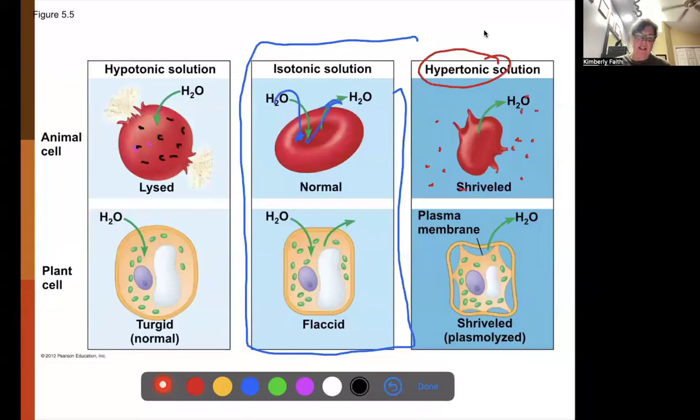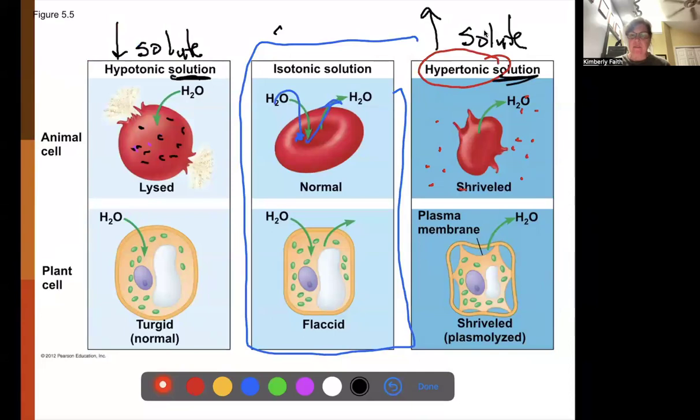We have more solute inside, less on the outside. That's the hypotonic solution. Hypo means less solute. Hyper means more solute in your solution. And this means the same. So again, in this case, we're going to try to dilute the solute. So that means water is going to be taken into the cells.